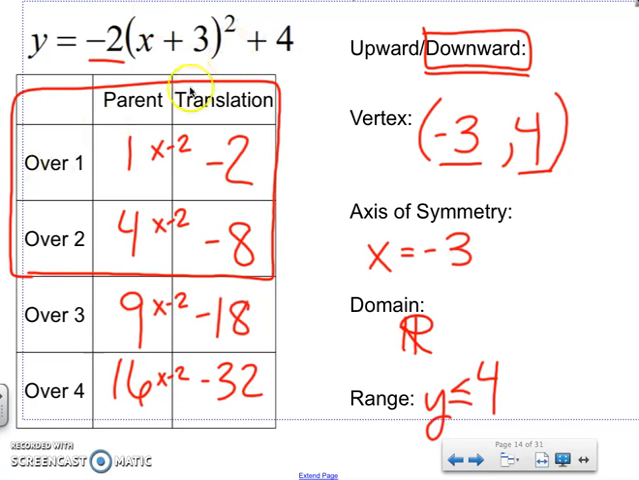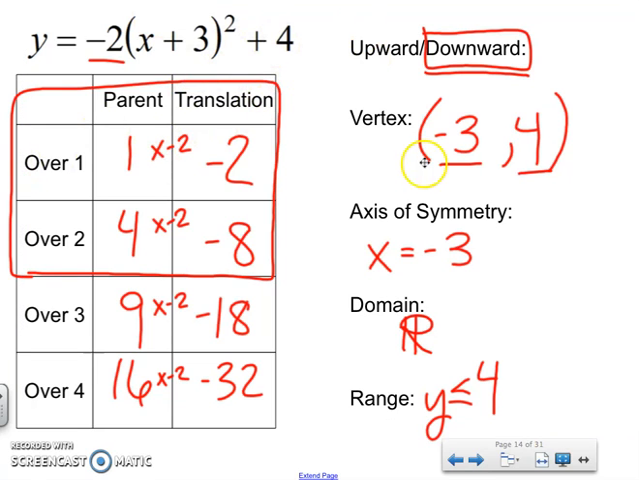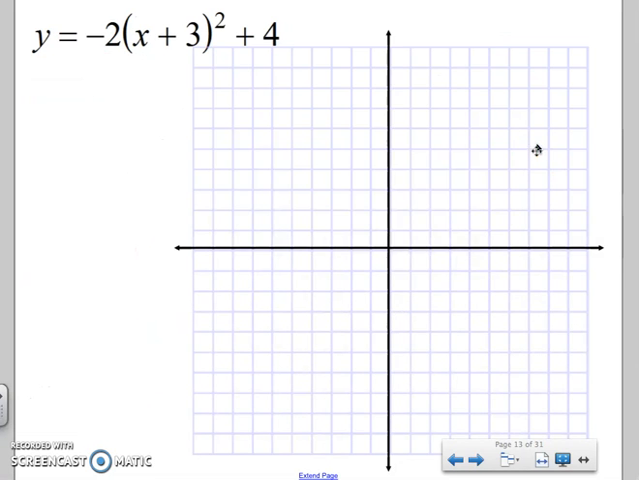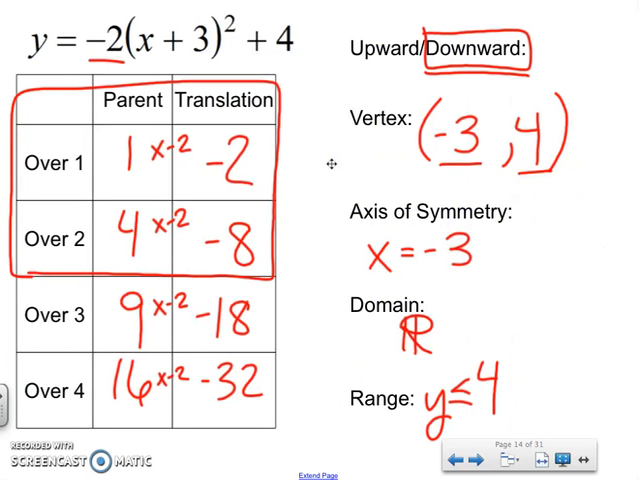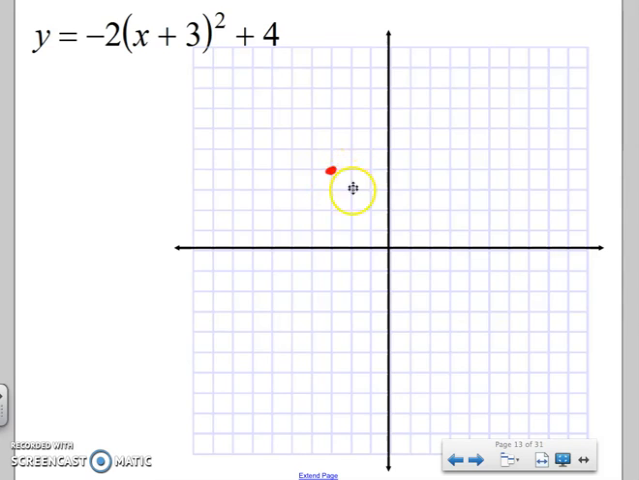So now let's graph that. The first thing you do is graph your vertex. So I'm going to go negative 3, positive 4. So on this graph, negative 1, 2, 3, positive 1, 2, 3, 4. Okay. So now that table was saying to go over 1, and negative 2 means down 2. So I'm going to go over 1 and down 2.